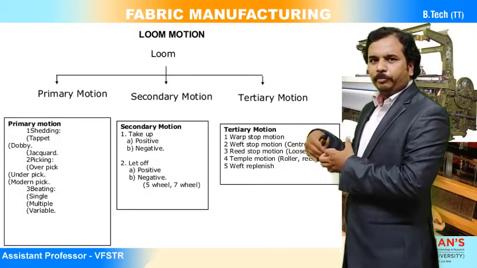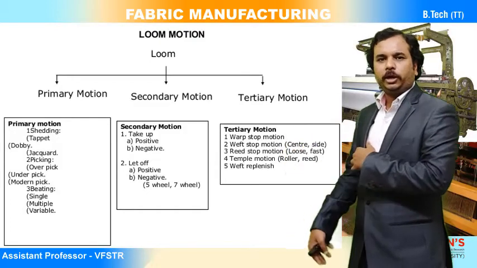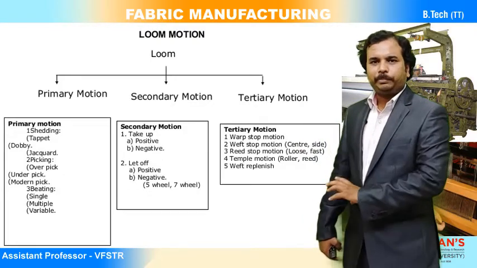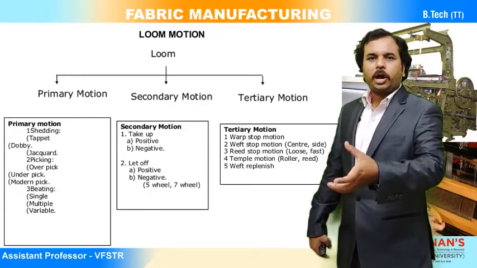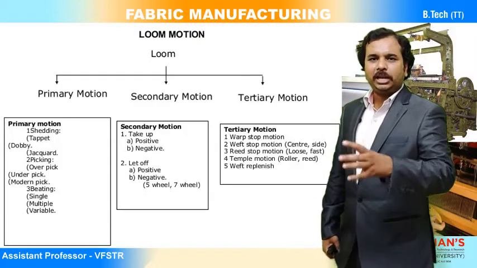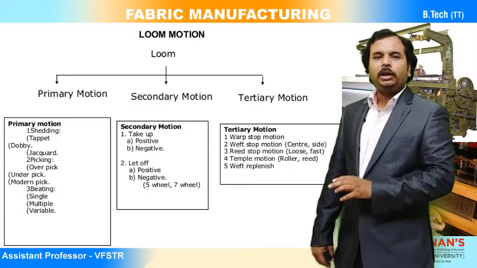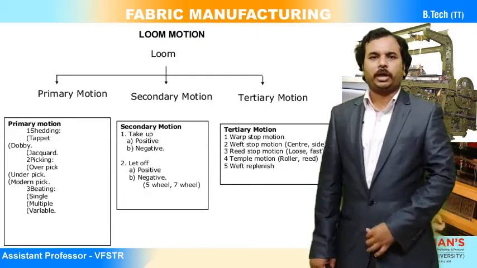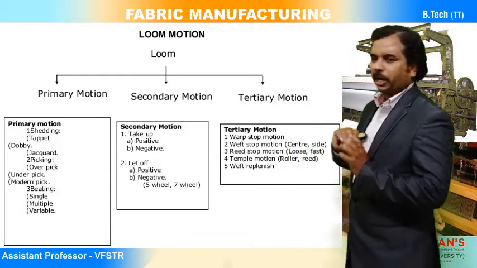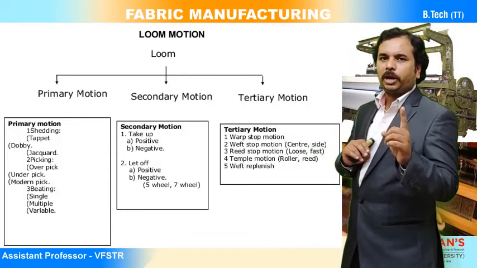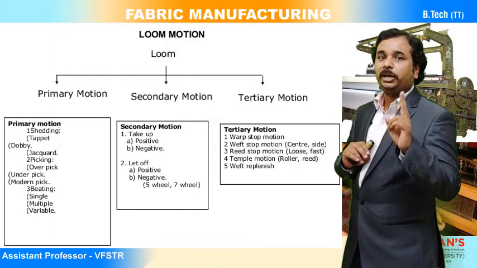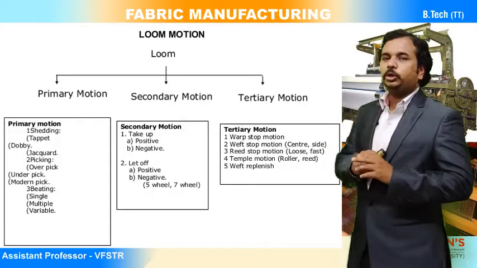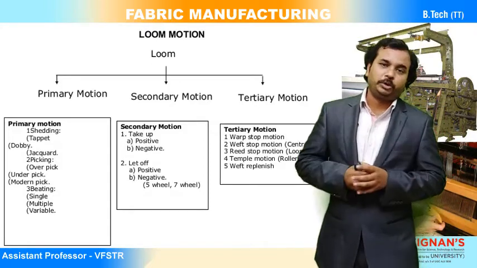After fabric making, how does the fabric wind up onto the cloth roller? So warp let off, fabric take up. Fabric is taken up, warp is let off. Warp is delivered to the weaving zone and fabric is taken up to the cloth winding mechanism. So these two are the secondary motions: warp let off and fabric take up.